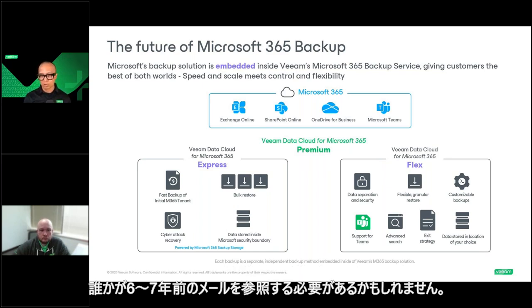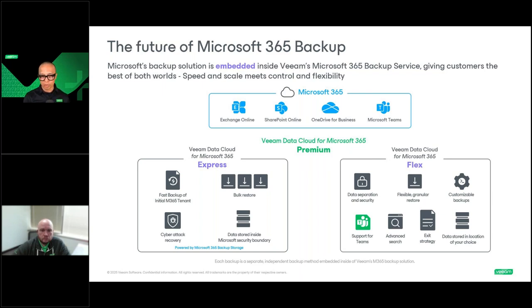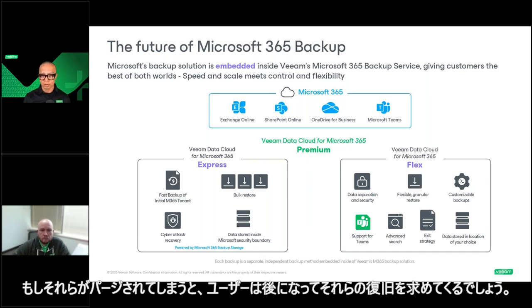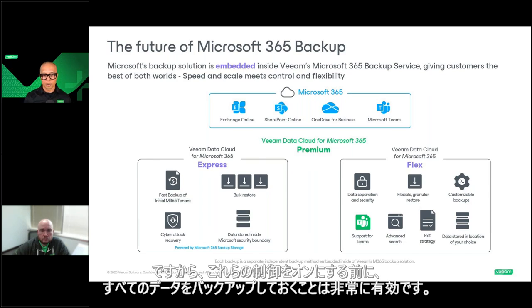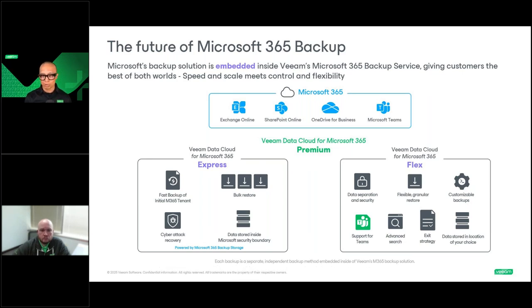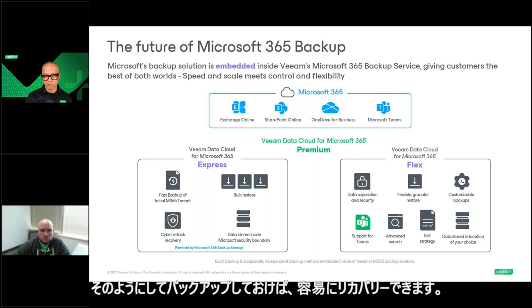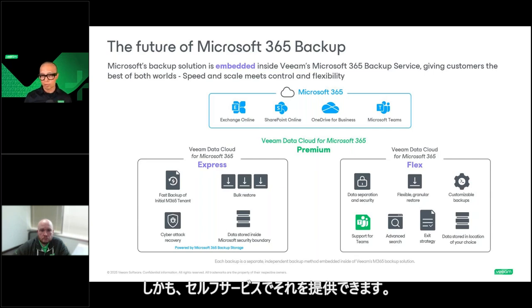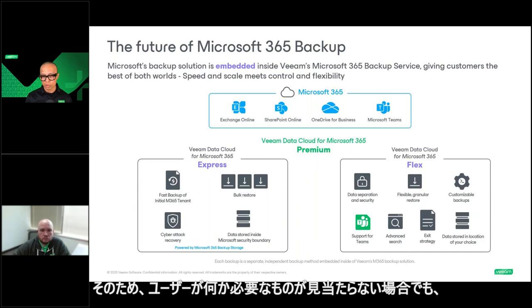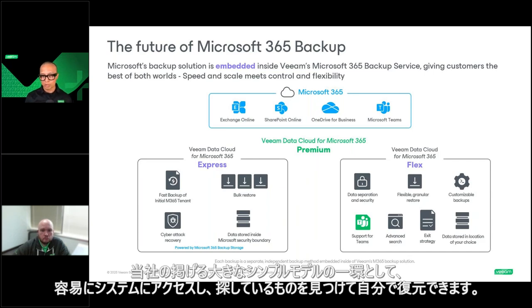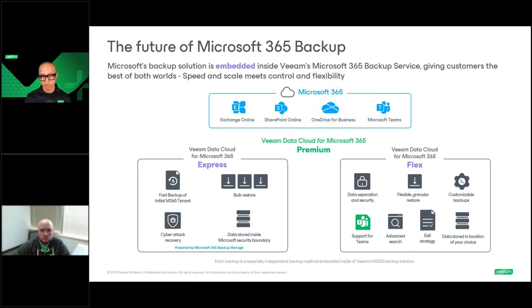Because you know for sure that once you turn those on and things get deleted, someone could have a mailbox folder with emails that they have to refer to that may be 6-7 years old. If those get purged, they're going to come back and ask for it. So it's a good thing to back all that up before you turn those controls on, so that they can be easily recovered. And we also can offer that through self-service. If a user finds that they're missing something, they can easily get in here, as part of that huge simplicity model that we've got, find what they're looking for and restore it for themselves.